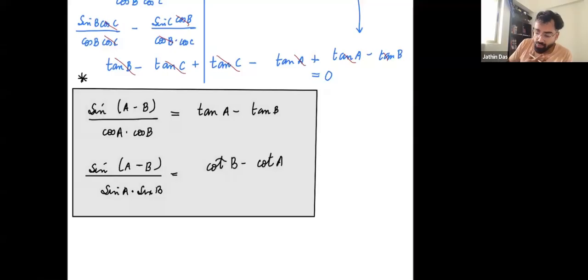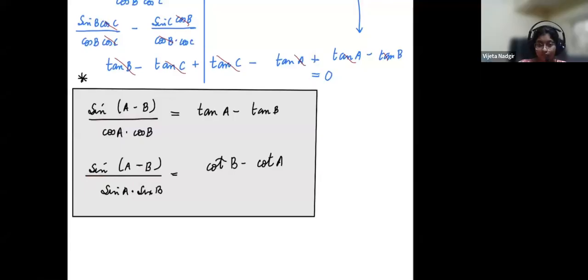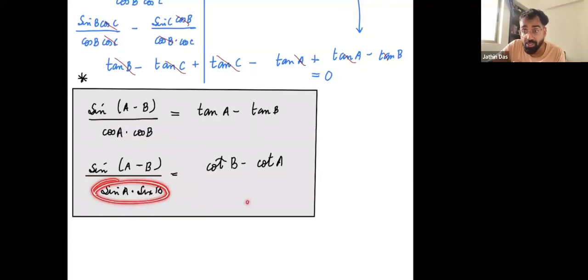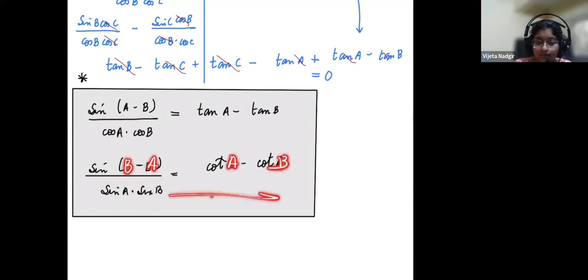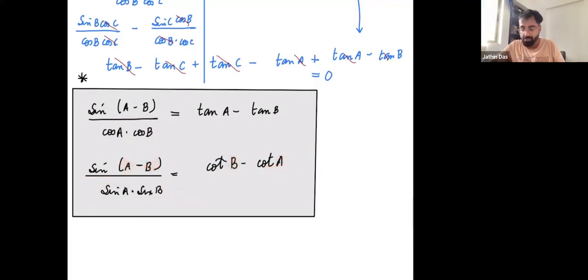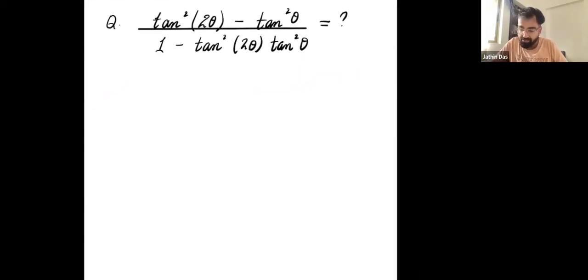The method I use is, anyway, I know that on top it is sin(A minus B). When below it becomes cos A cos B, I know it should be tan, because when I take tan A minus tan B, the LCM will be cos A cos B. Now, when it is sin A sin B, I know it should be cot. So if we're taking A minus B, it will be B minus A here. In some textbooks, they put B minus A here, and that is also correct. Clear? So remember this, and you will see why. Okay, try doing this.